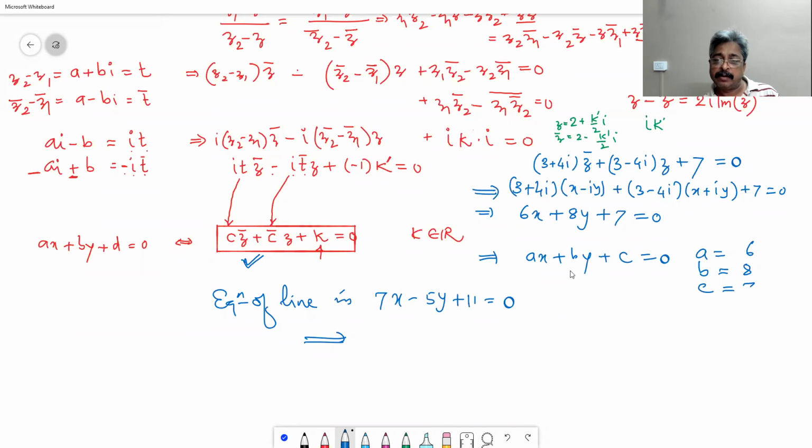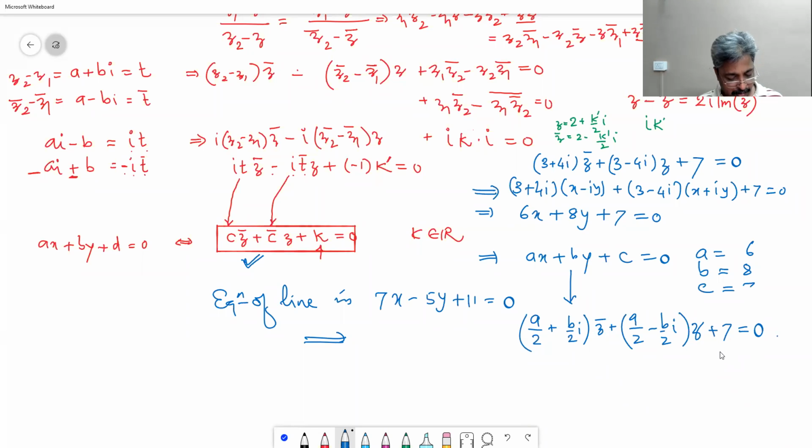Now let us write down directly how ax plus by plus c will look like. Now you can actually correlate with this. a/2 plus b/2 i times z bar, plus a/2 minus b/2 times i, times z, plus c is equal to 0. That is how it will be.